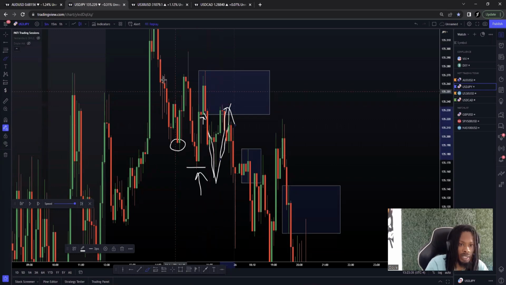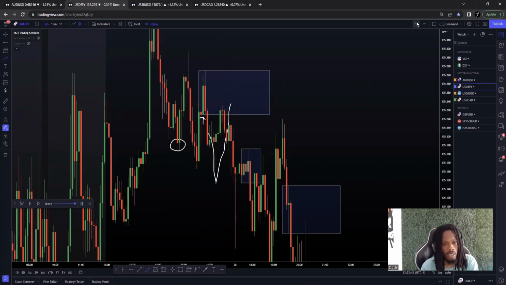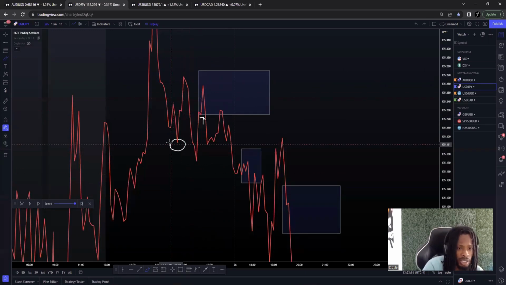The setup wasn't over here. The setup is not over here. It happened afterwards. So that's what I mean by a breaker structure. I want to see a breaker structure, pullback, then supply, and then we're dropping. I hope this is making sense. This is a breaker structure right here.